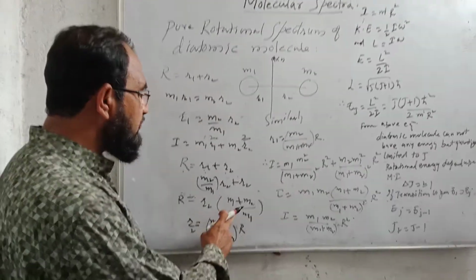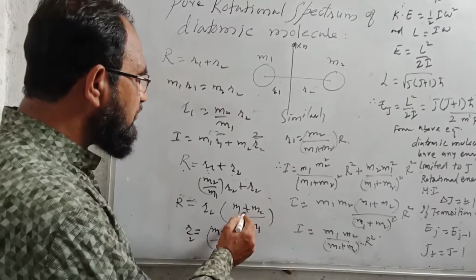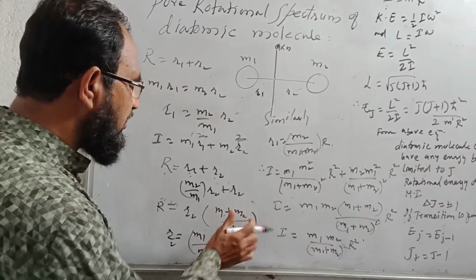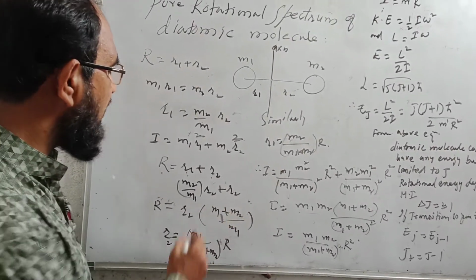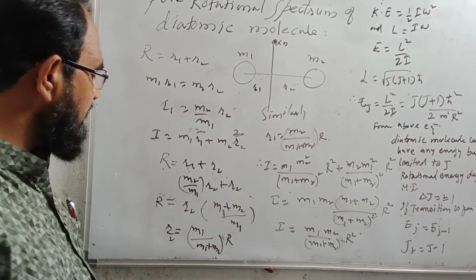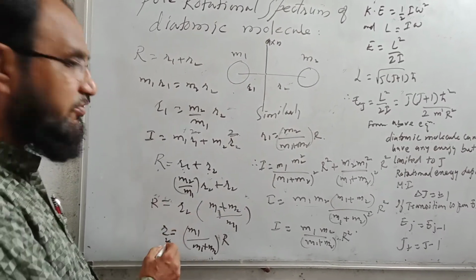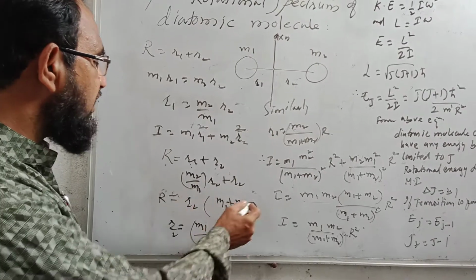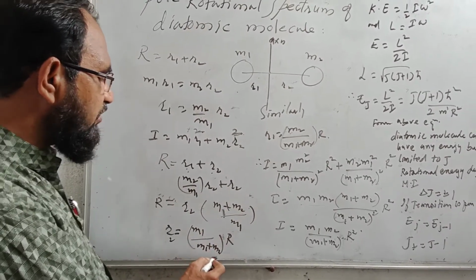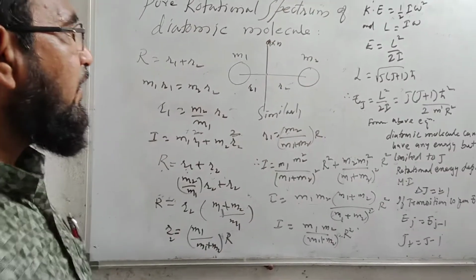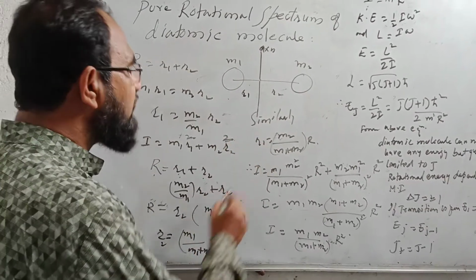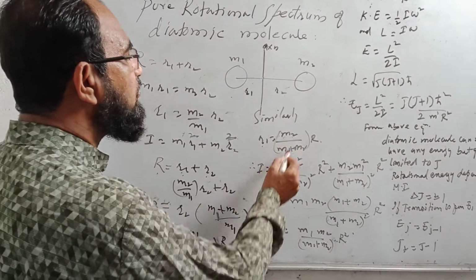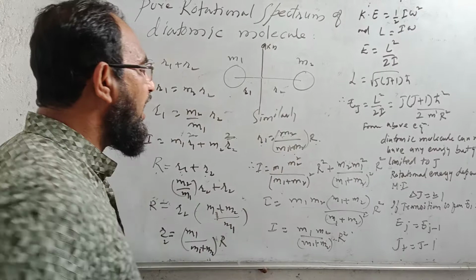So r is equal to r2 into m1 plus m2 upon m1. If I take r2 common and take the LCM, the value of r2 in terms of r is m1 upon m1 plus m2 into r. Now similarly I can find the value of r1 as m2 upon m1 plus m2 into r.